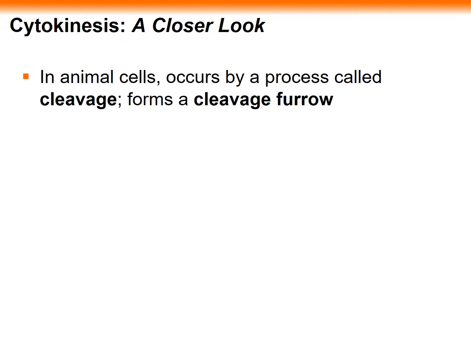Cytokinesis in animal cells involves a cleavage furrow that forms to separate the 2 new cells. In plant cells, cytokinesis causes a cell plate to form between the new cells, eventually laying the groundwork for a new cell wall to be formed.